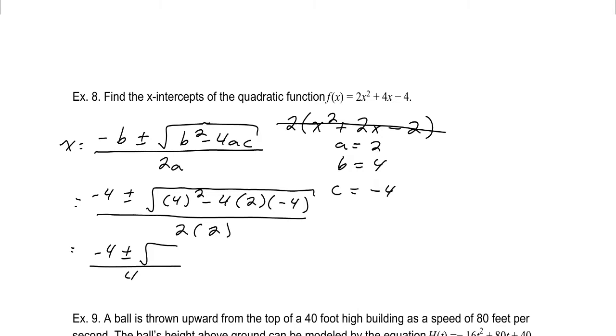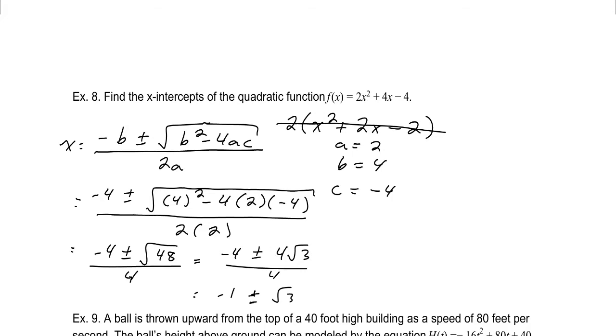Alright. 4 squared is 16. That's going to be plus 32. So this is the square root of 48, which turns out, let's see, 16 is in there, so the square root of 16 is 4. So this equals minus 4 plus or minus the square root of 16 times 3. That'll make it 4 root 3 divided by 4. So this actually simplifies to be negative 1 plus or minus root 3.